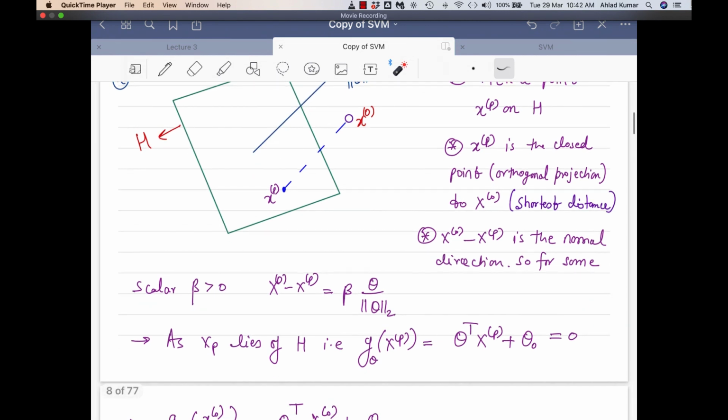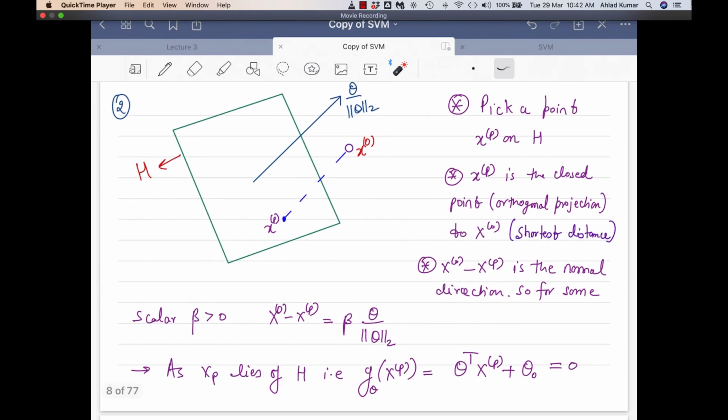Another important thing that we know is that xp actually lies on this separating hyperplane. So if xp lies on the separating hyperplane, then it is very easy: if you put it into the equation, g theta of xp will be equal to 0. As simple as that, because this point satisfies the separating hyperplane. Once you put the value of xp into the separating hyperplane, you will get this answer.